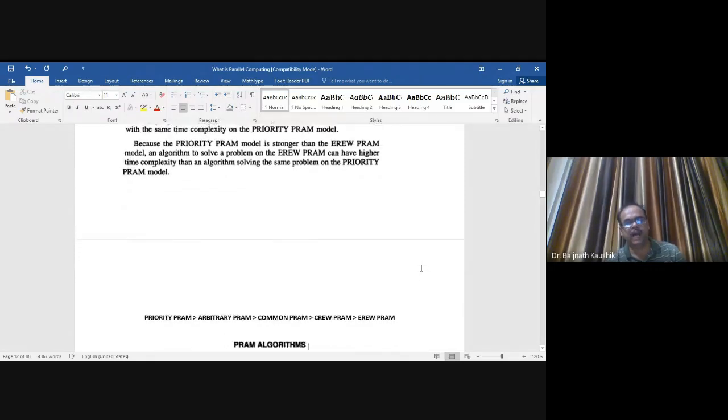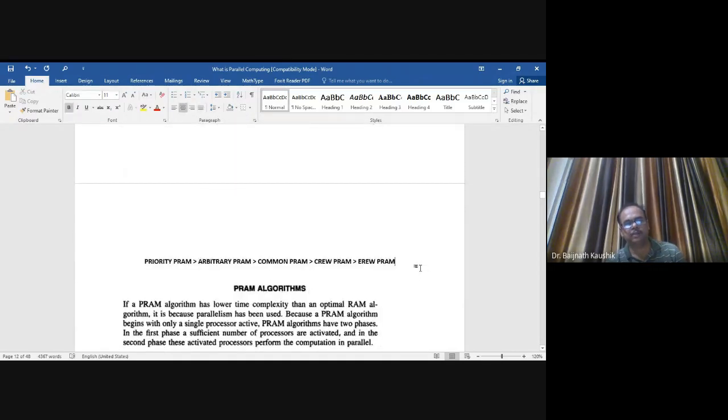So this is how all the models differ from one another. And in the next lecture, we will discuss PRAM algorithms and examples of PRAM algorithms.